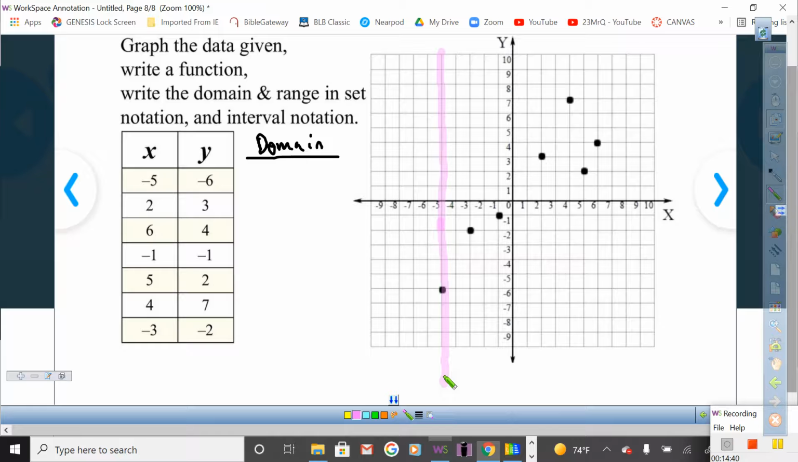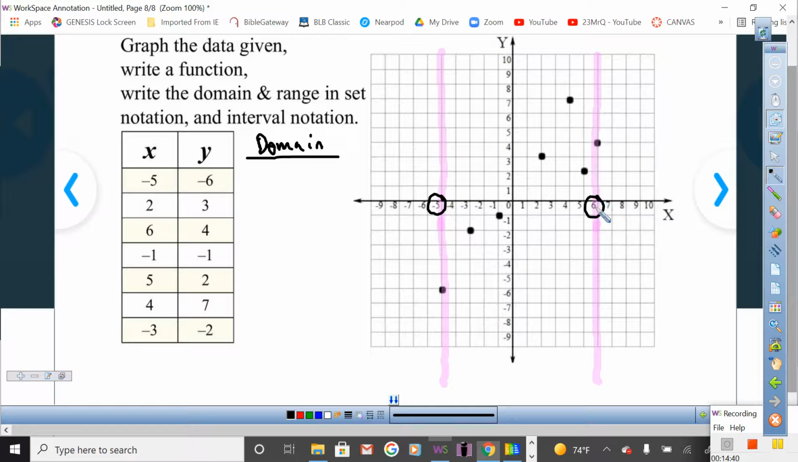Now that we have our farthest point to the left, tell your neighbor what's the farthest point to the right of all that set of data. Everyone? 6, 4, yes, which is over here. So I'm going to highlight that. In order to avoid highlighting all this in between, because we are focusing on the x-axis, we know that our dividing points are -5 and 6. So I'm going to write that here, -5 and 6.